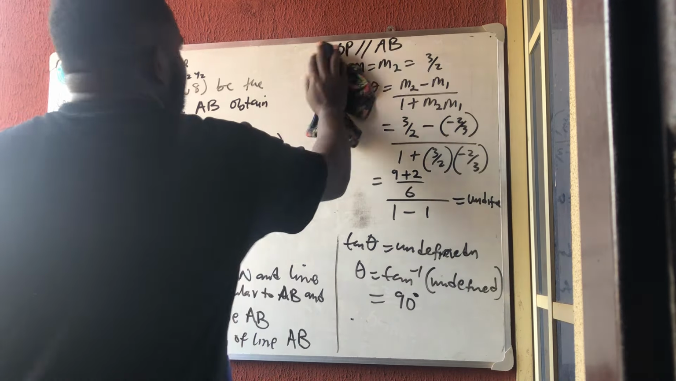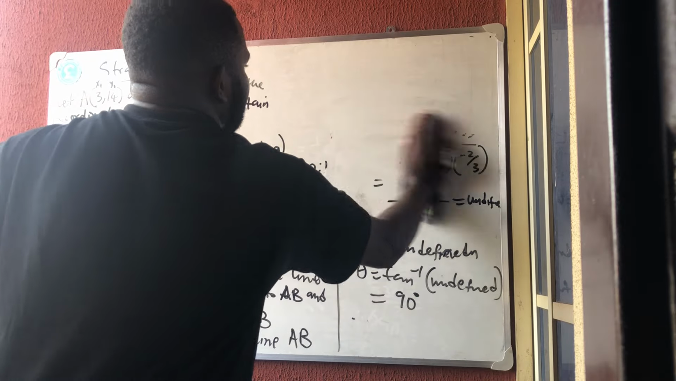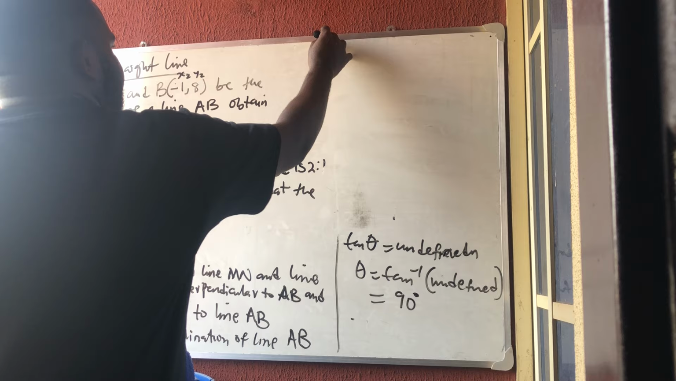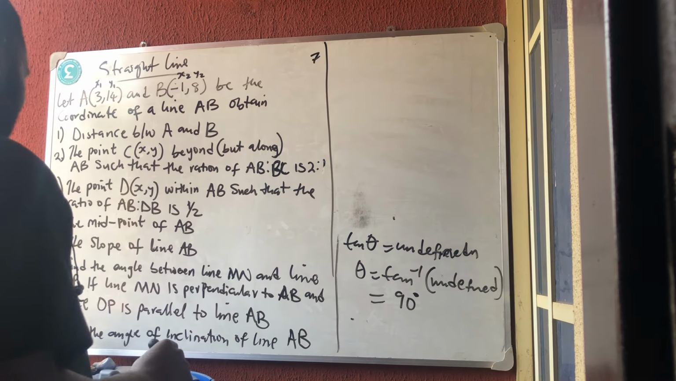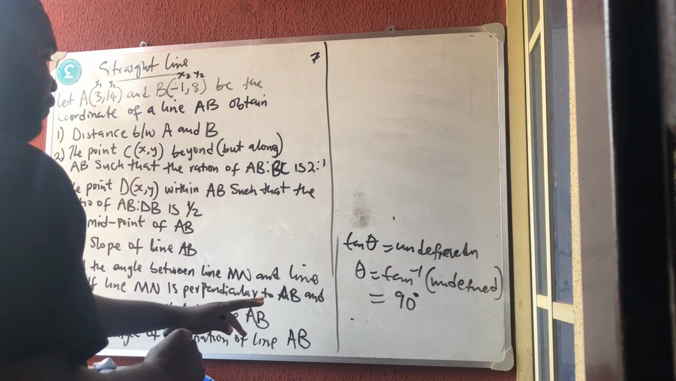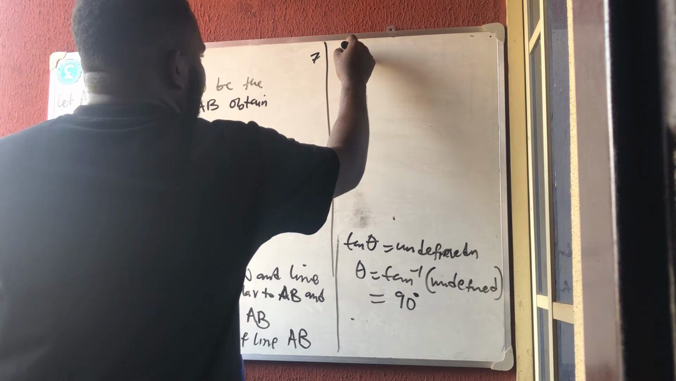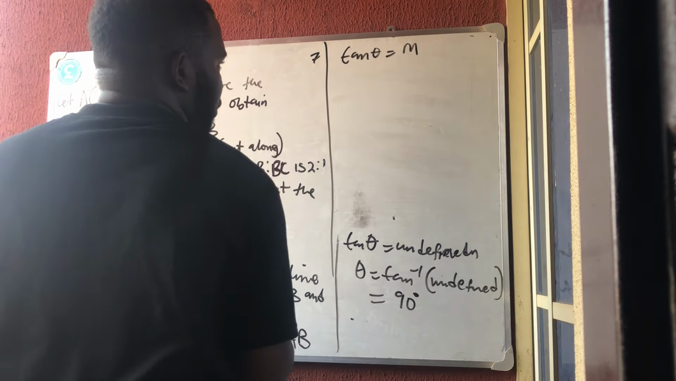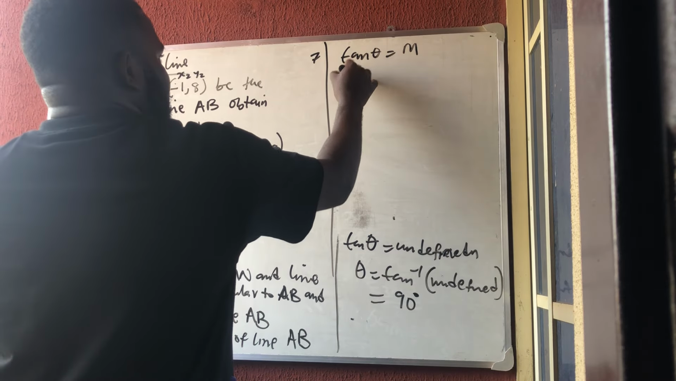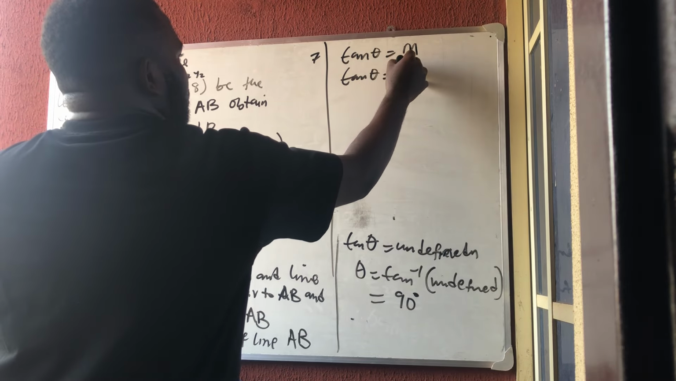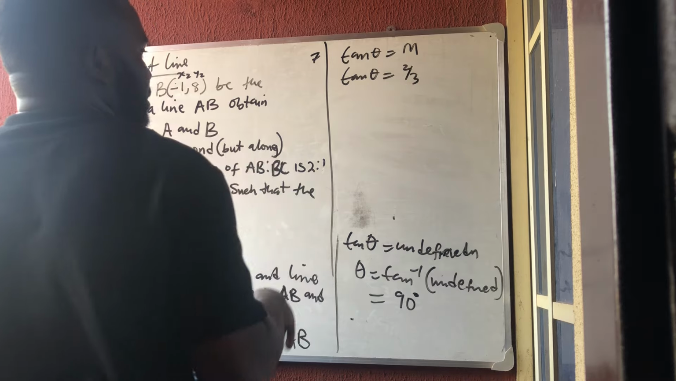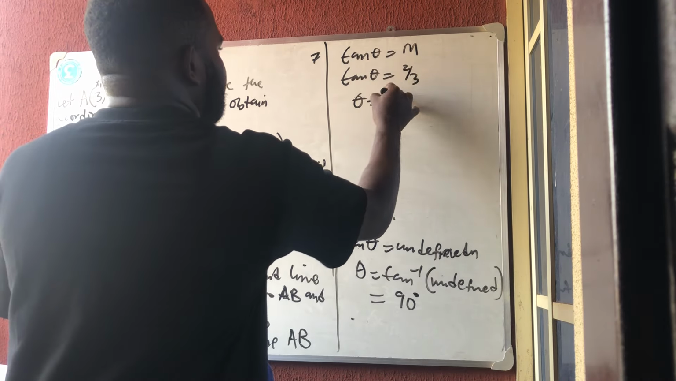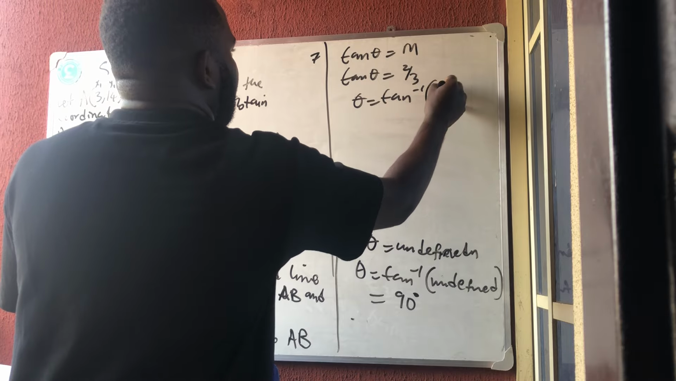The last but not the least, before we solve some questions from the past question I'm holding, number 7 said find the angle of inclination of line AB. And I told you that angle of inclination is what? That tan theta is equal to slope. Have you forgotten? No. So tan theta is equal to 2 over 3, right? Because we got the slope to be 2 over 3. So theta becomes the tan inverse of 2 over 3.